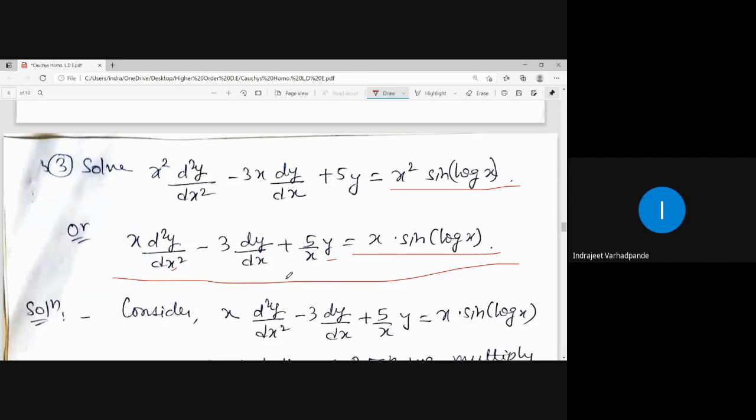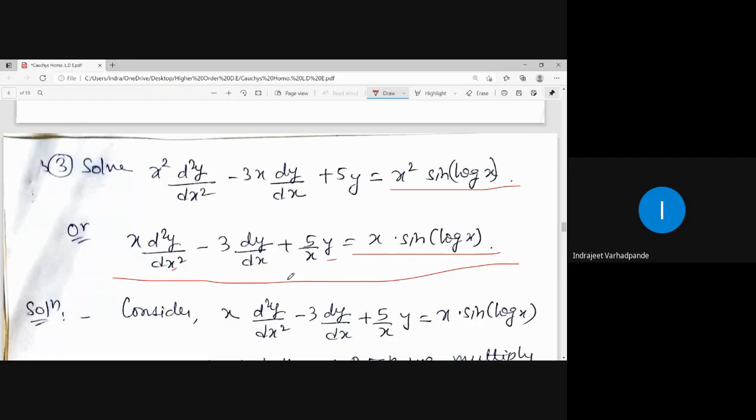Now if you remember, in the previous lecture, we said that if the given differential equation contains variable coefficients, then it must satisfy the condition for Cauchy's homogeneous. The differential equation with variable coefficient must be homogeneous. For homogeneous, what is the requirement? The degree of the variable and the order of the derivative must be the same. If it is not, then we have to multiply or divide by a suitable quantity to make it homogeneous.